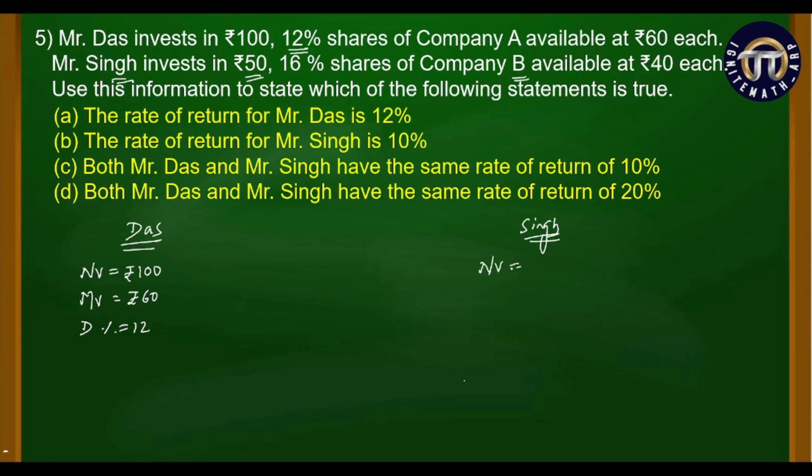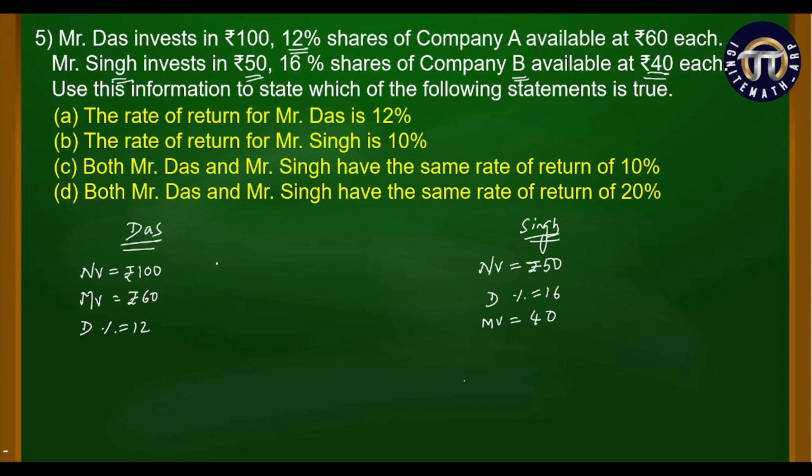So NV of a share is rupees 50. 16% share, that is, rate of dividend is equal to 16, and available at 40 rupees each. So market price is rupees 40. Clear? So how much return are they asking? Okay, how much is the return?